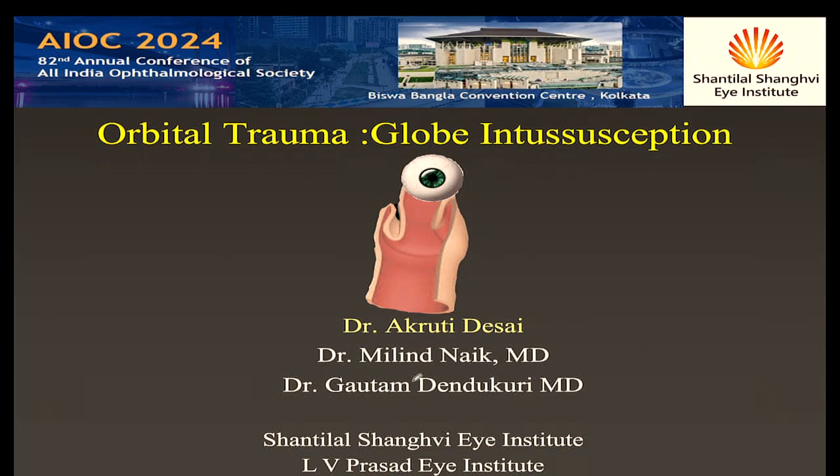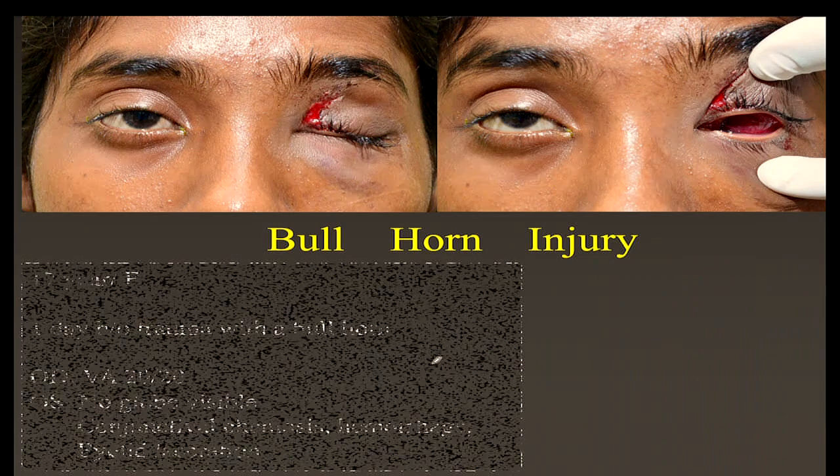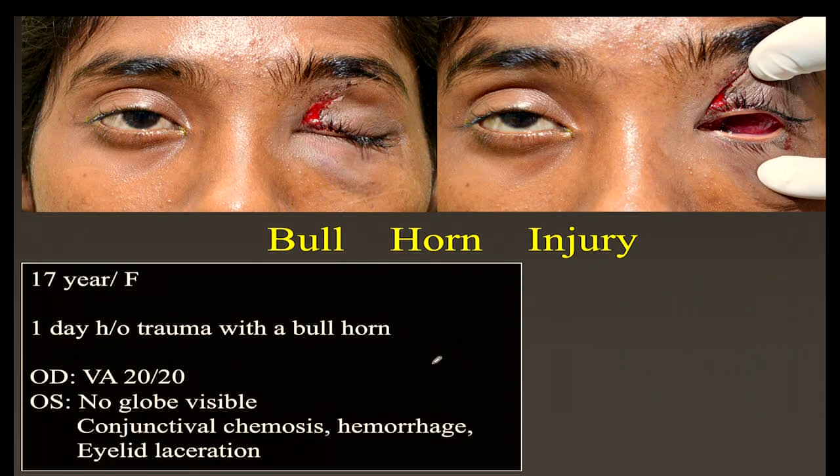Good afternoon, everybody. It's a pleasure to be here back in Calcutta after 8 years. So my case is of orbital trauma of globe interception. I'll come to why it was called that way. There was this 17-year-old girl who presented with a bullhorn injury, trauma with a bull's horn 1 day prior, and came to the clinic in the evening.